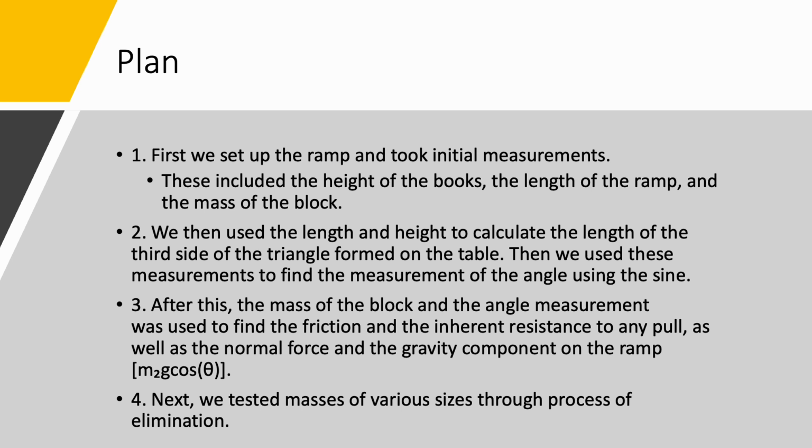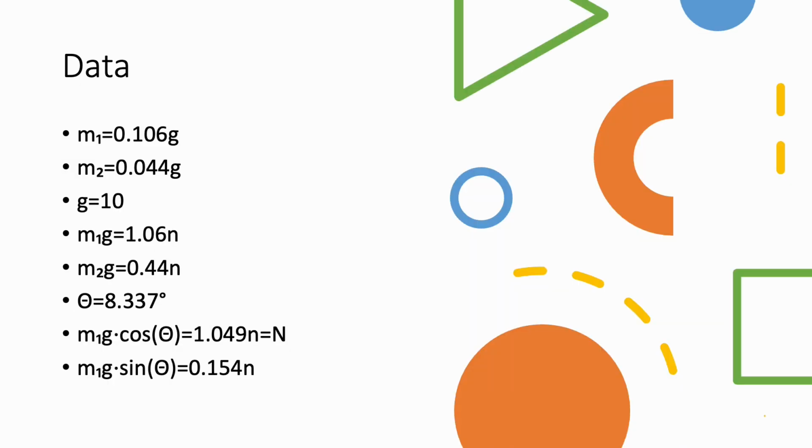Then we used the mass of the block and the angle measurement, and we set up an equation, which you'll see in a couple slides, and solved for it. We tested various masses, and eventually my partner Anna and I determined that the maximum mass at which the block would not move was 0.044 grams. We set gravity equal to 10 because that's what Mr. Jockman taught us to do.